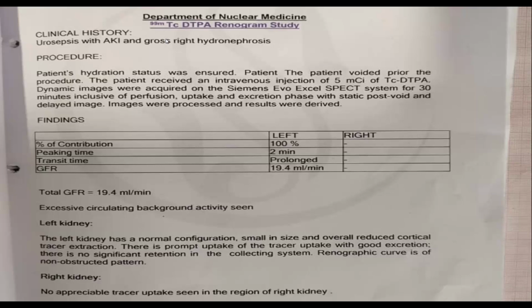The function is decreased, but about 22% is still okay. Left side is compensatory hypertrophy. Hypertrophy नहीं है, श्रीराम. It is not a hypertrophic kidney.